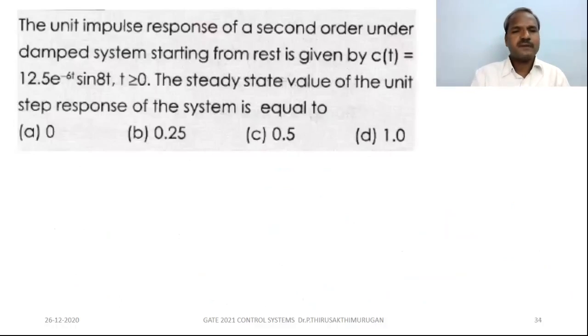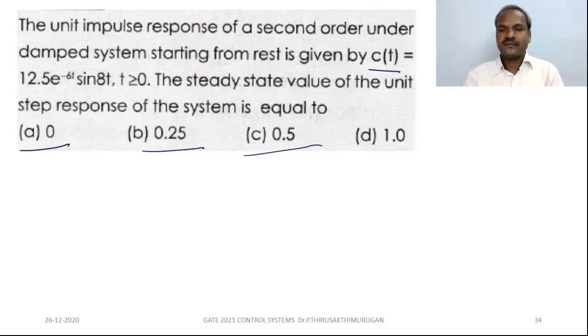Next, the unit impulse response of a second order underdamped system starting from rest, that is C of t, is given as 12.5 e to the power minus 6t sine 8t, where t is greater than or equal to 0. The steady state value of the unit step response of the system is equal to, we have to find the steady state value of the system. Choice A is 0, choice B is 0.25, choice C is 0.5.